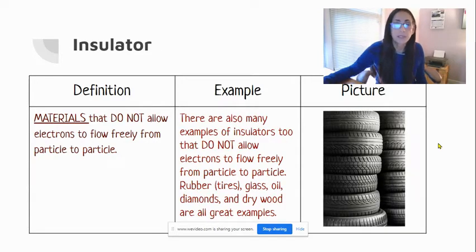Insulators are the opposite of conductors. They do not allow electrons to flow freely from particle to particle. You could consider things like rubber, plastic, wood, and clothing as good examples.